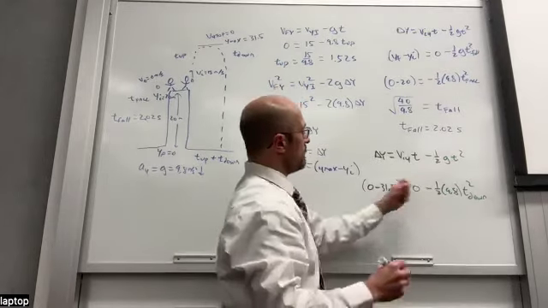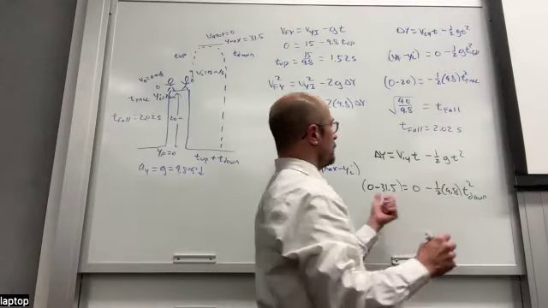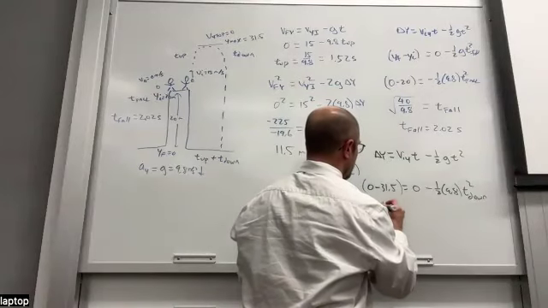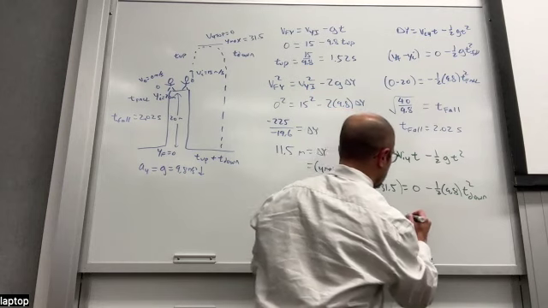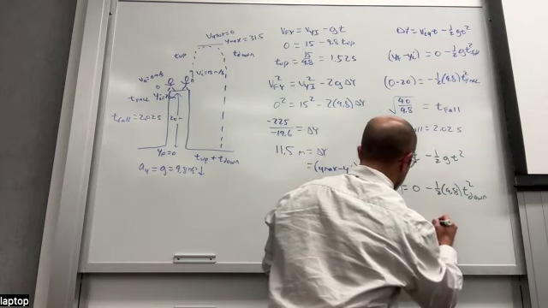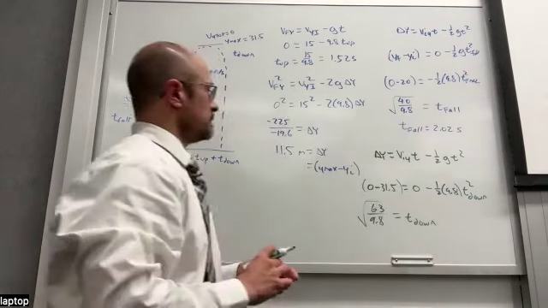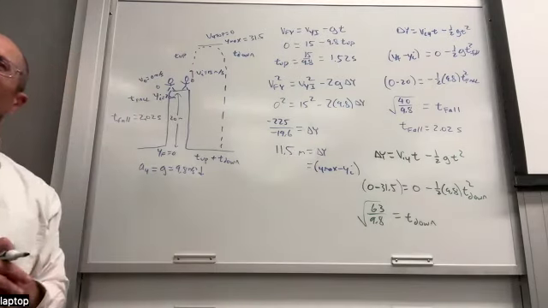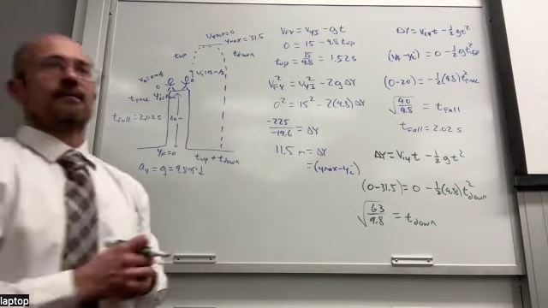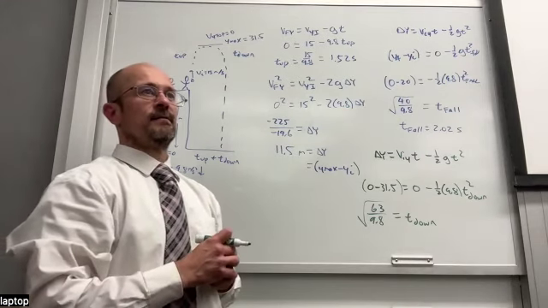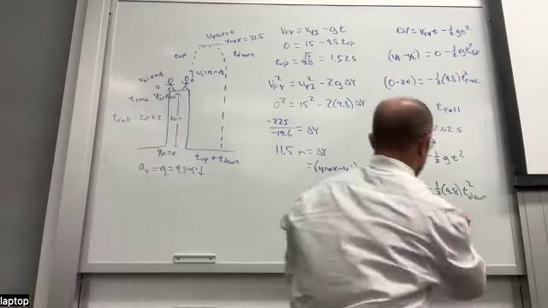So we can multiply both sides by the -2, getting rid of the negative. You have 63 divided by 9.8. Take the square root, and that'll give you t down. 2.5.